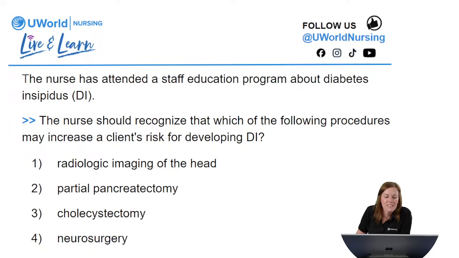Okay. So the question says, the nurse has attended a staff education program about diabetes insipidus. The nurse should recognize that which of the following procedures may increase a client's risk for developing DI. Option one, radiologic imaging of the head. Option two, partial pancreatectomy. Option three, cholecystectomy. Option four, neurosurgery. So I'm going to check the chat, see what you guys think.